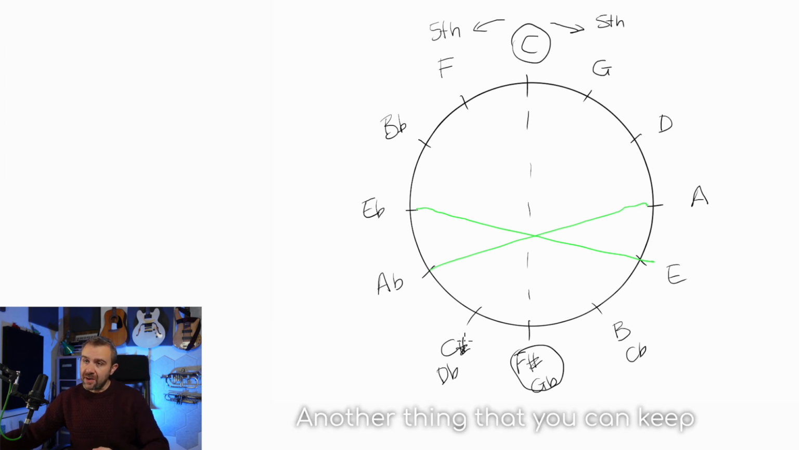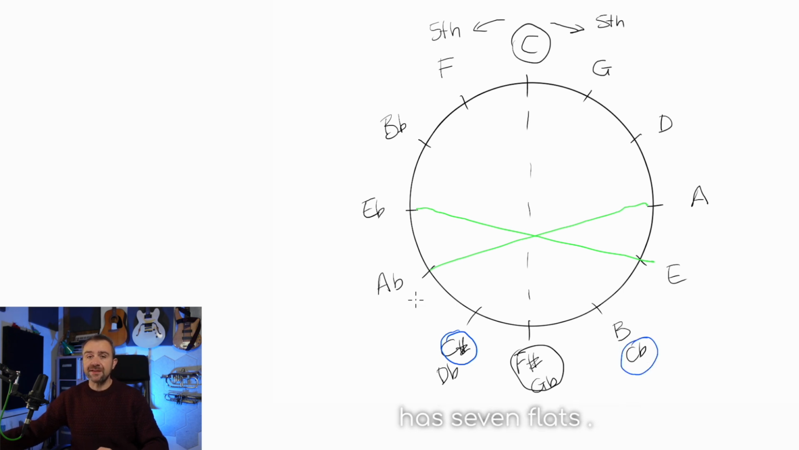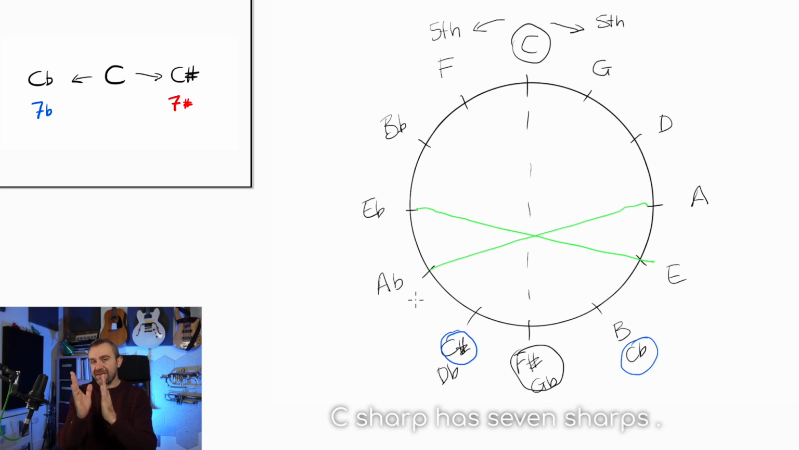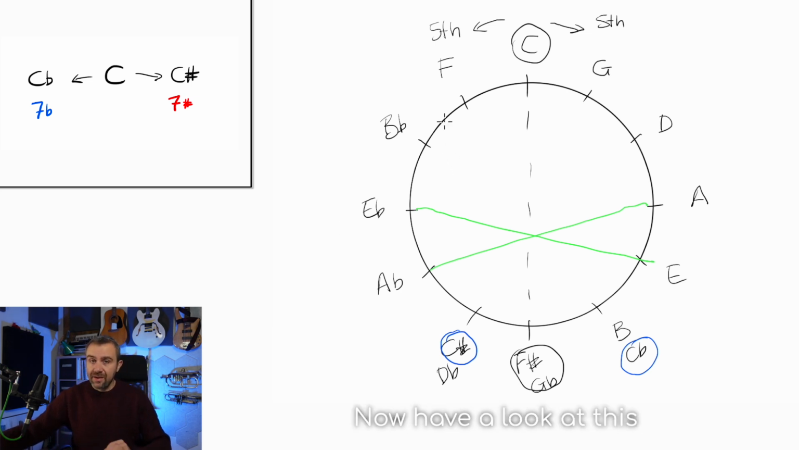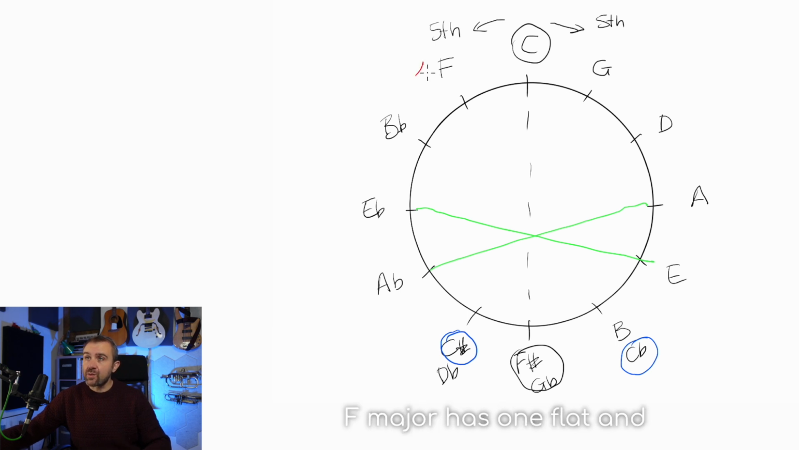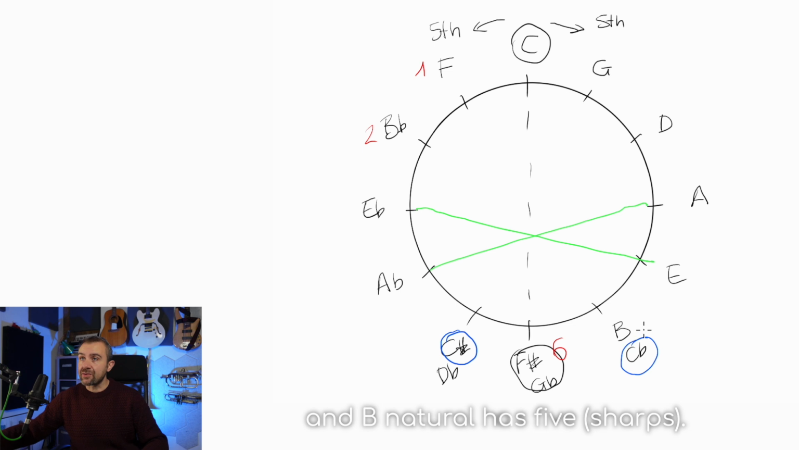Another thing that you can keep in mind is that C sharp has 7 sharps and C flat has 7 flats. So C has 0, C sharp has 7 sharps, C flat has 7 flats. Now have a look at this. F major has 1 flat and F sharp has 6 sharps. Then B flat has 2 flats and B natural has 5. E flat has 3 flats and E natural has 4 sharps.